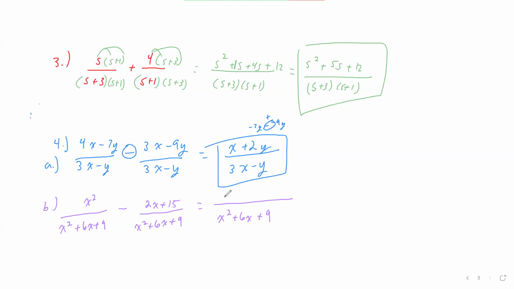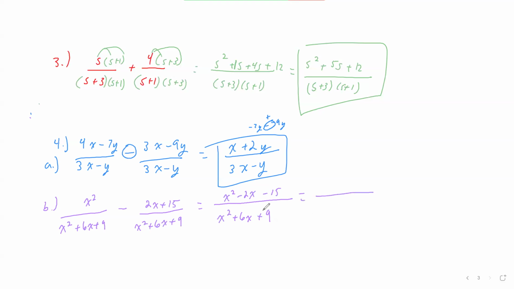x squared has nothing to combine with. There's no x's here, but it's going to be 0x minus 2x, which will give me negative 2x. There's no constants here. I'm still subtracting a 15, so that'd be negative 15. Again, you could try to factor. I think these actually do factor.